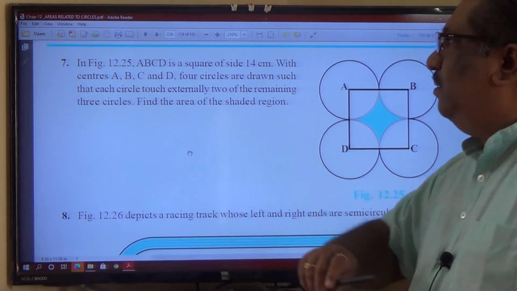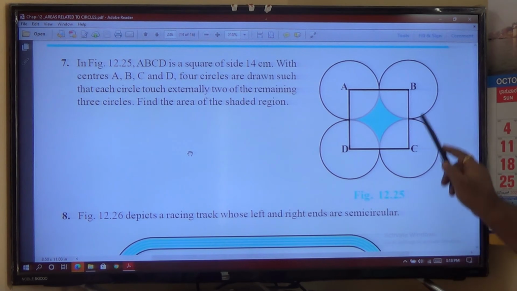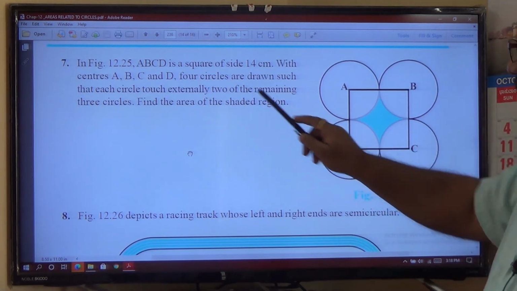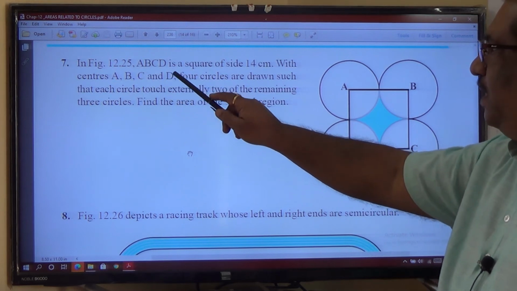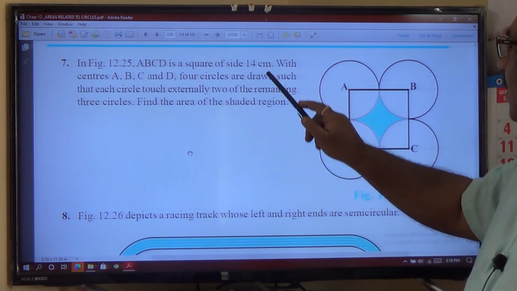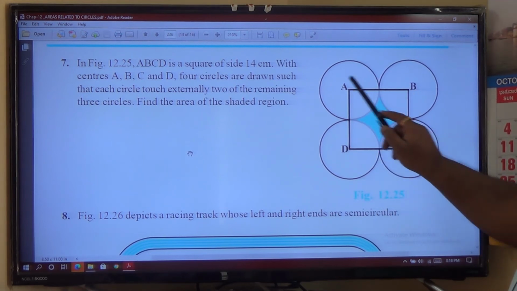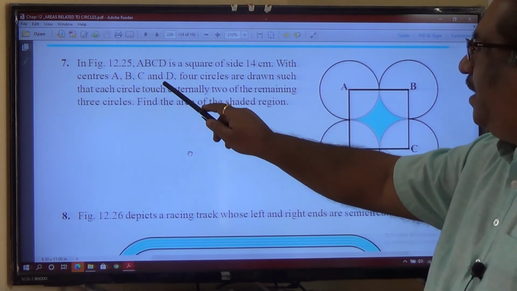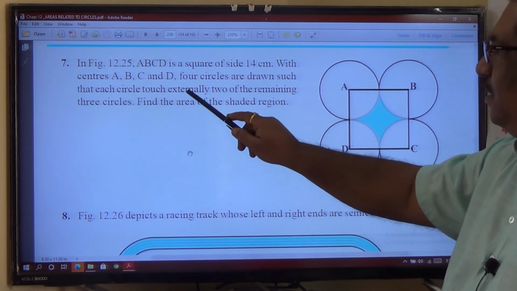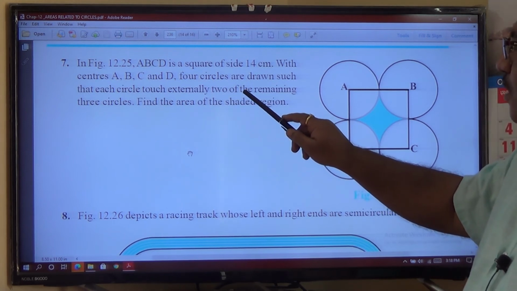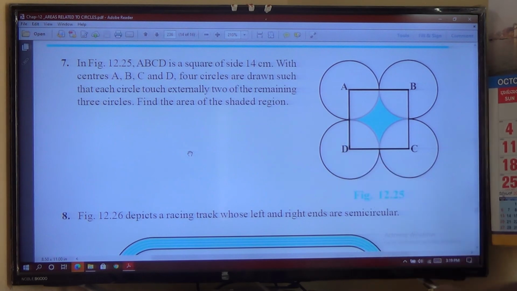Question number 7, in figure 12.25. This problem refers to this diagram. In figure 12.25, ABCD is a square of side 14 centimeter. With the centers A, B, C and D, 4 circles are drawn such that each circle touches externally 2 of the remaining 3 circles. Find the area of the shaded region.